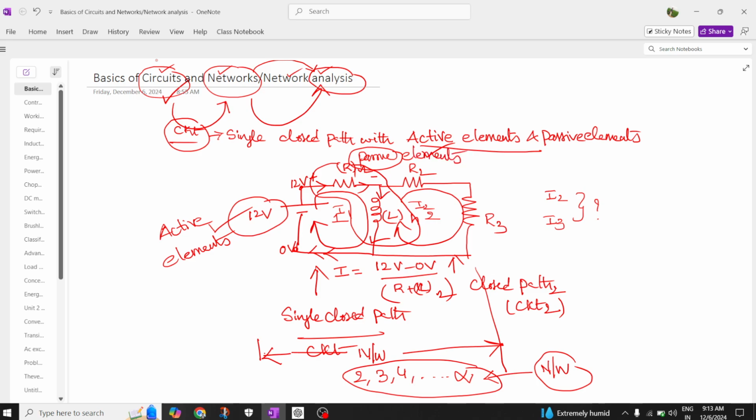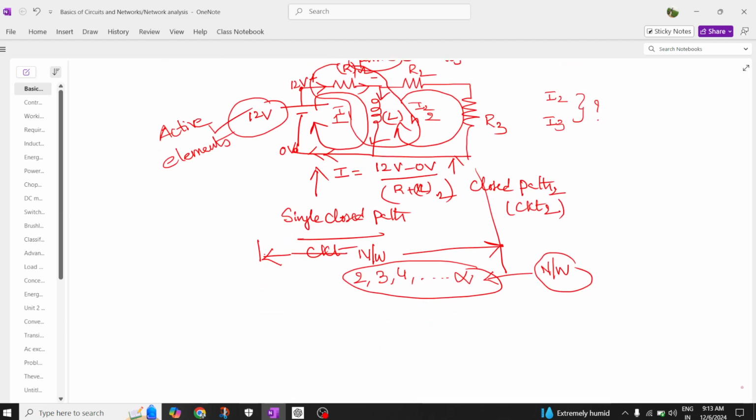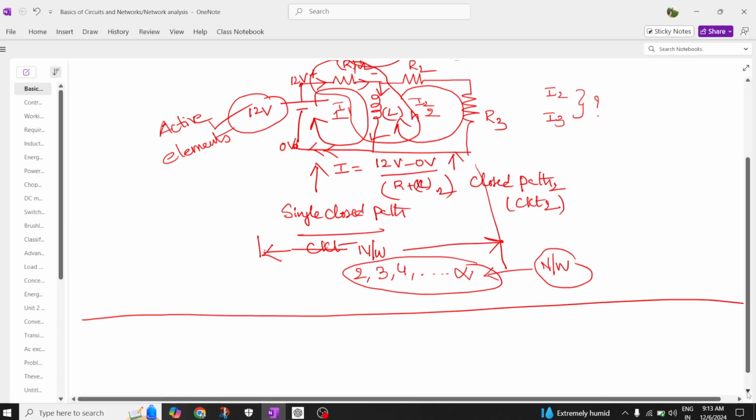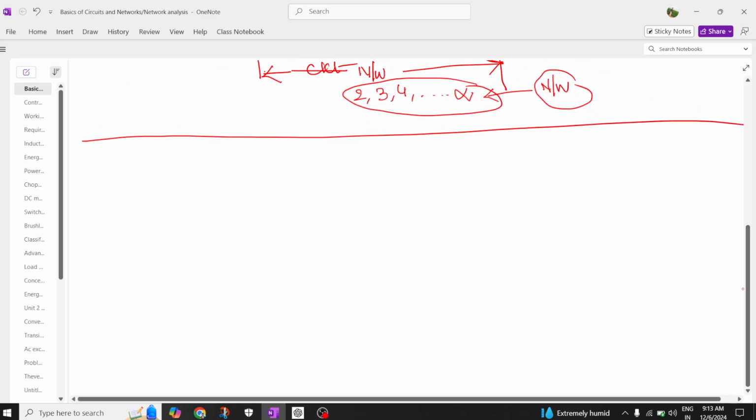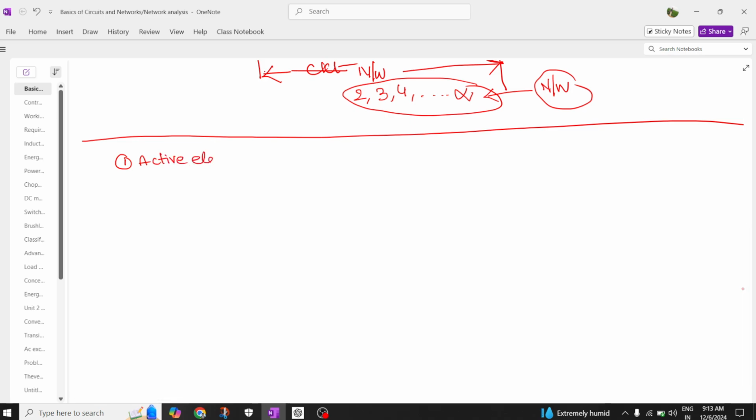Now coming to the classification. This classification is very important from a GATE point of view also. It plays a crucial role in understanding. Let's try to go in depth. So first, today I am going to discuss active elements. So what are the different active elements?